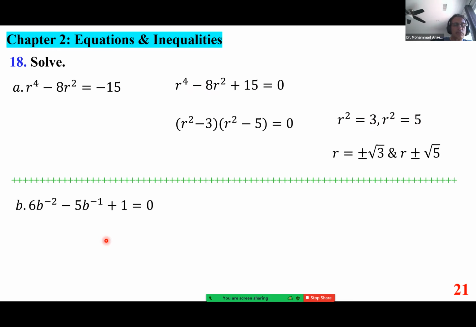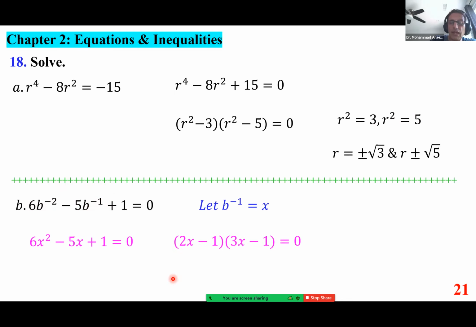Again, it's easier. Although you can multiply both sides by b squared, it will do the same, but it will be a different factoring. So if we want to go with the substitution, if this is the variable of interest, x, y, z, anything but b, then this would be the square of that. So if you choose x, then this becomes x squared. So 6x squared minus 5x plus 1. Again, it's an easy factoring. I hope you remember that. x is 1/2 here, x is 1/3 here.